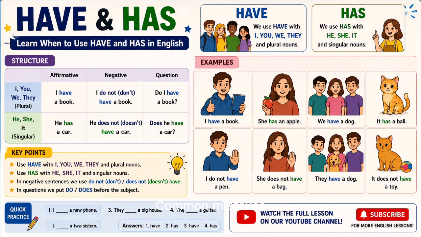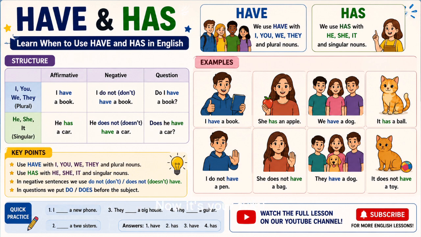Common mistakes. Many beginners say, he have a car. This is incorrect. The correct sentence is, he has a car. Another example. She have a cat. Correct. She has a cat. One more. They has a house. Correct. They have a house. Remember, he, she, it has. I, you, we, they have.